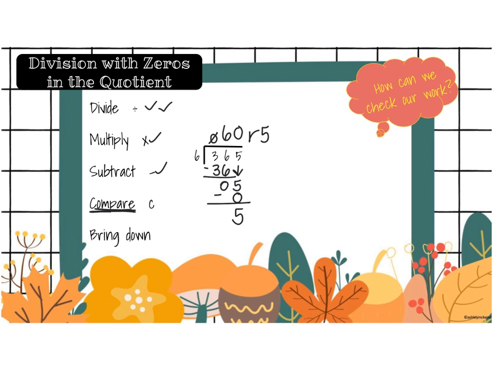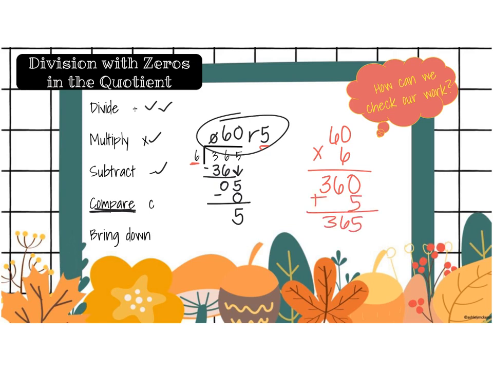How can I check my work? We've had a lot of problems like this. I can do the reverse operation. Which is what? Multiplication. So I'm going to take my answer. I'm going to take 60 wholes times the divisor out here, which is 360, and then I want to add the remainder to that. So I end up with 365. Is that what I started with? Yes, it's a great idea to check your work, guys. I know it takes more time, but you will avoid silly mistakes if you can check your work.